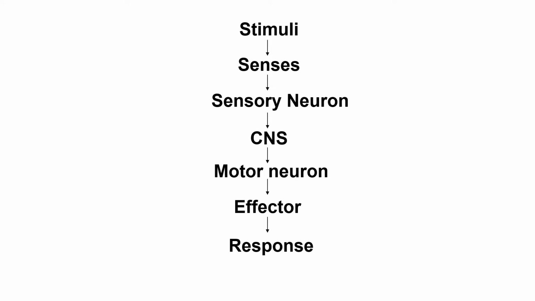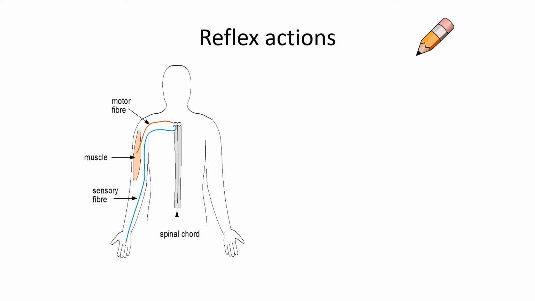Well done if you managed to get all of that correct. If you didn't, then go watch the previous video. What happens when you stand on a nail or touch something hot? Do you think about moving your foot or hand away, or do you just automatically move it away? So you automatically move it away, and this automatic protective movement is called a reflex action.